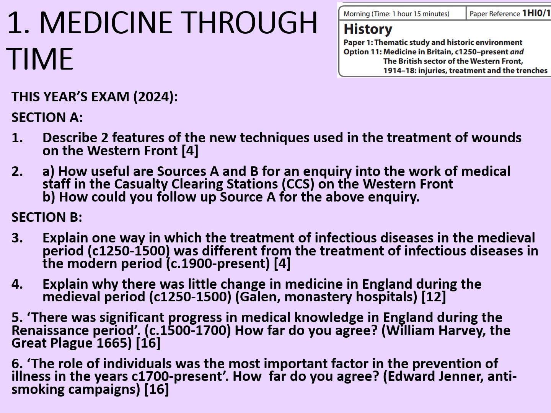And question 6, the other option: the role of individuals as the most important factor in the prevention of illness in the years 1700 to the present. How far do you agree? I've only managed to speak to my students so far, and a few people have commented on YouTube. It seems that question 5 was marginally more popular than question 6, but not the huge split that you sometimes get in some years. So let's have a look at how the predictions went.